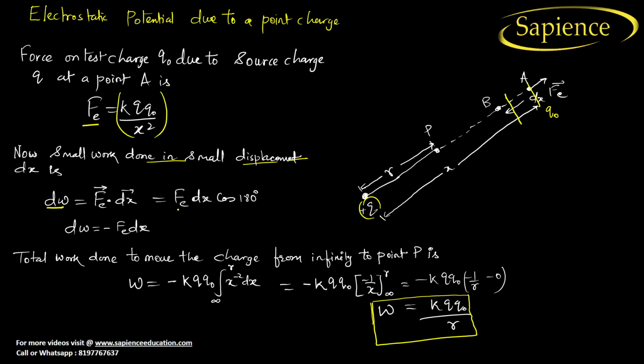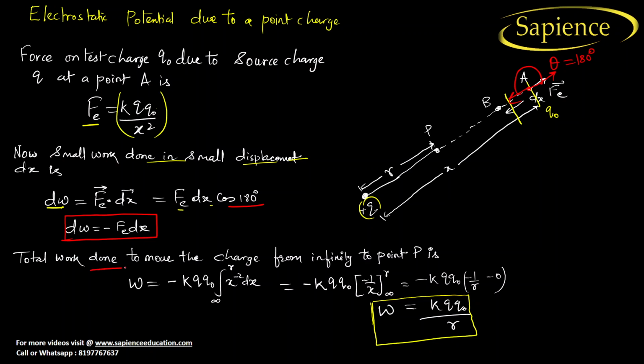And for the electrostatic force and dx, what will be the angle? See here, try to understand. Electrostatic force will act in this direction, but our displacement is in this direction. So the angle theta is equal to 180 degree. Now, if theta is equal to 180 degree, I have put here 180 degree. So finally, the small work done in moving a test charge from one point to another is dW equal to minus Fe dx.